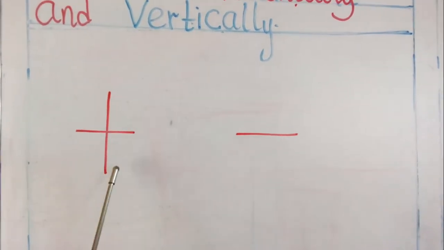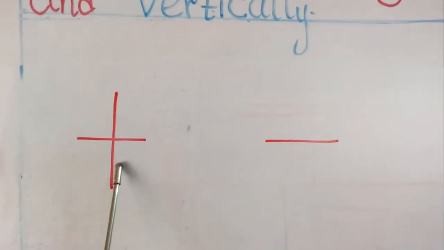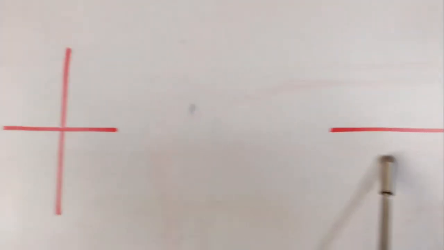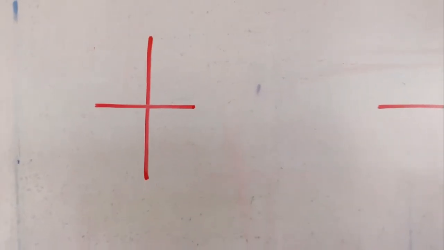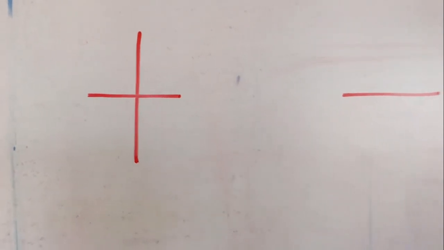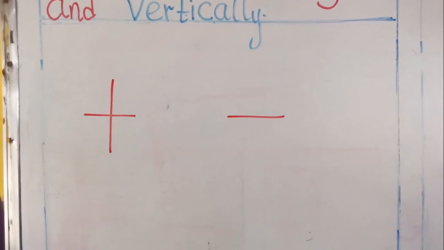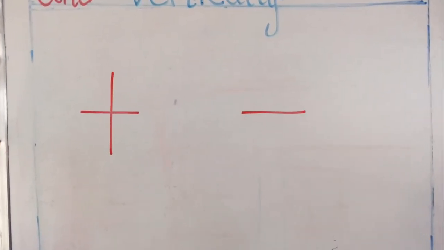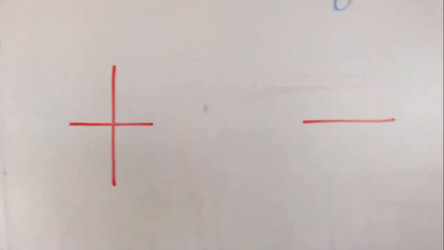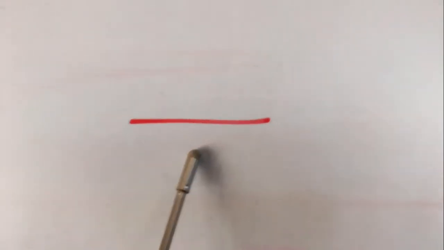Okay, on the board, I have two signs. This one is the addition sign and this is the subtraction sign. Last time we talked about addition and we added our numbers together and some objects together. We said addition means to add numbers together or objects together to make them what? Big. But today we have subtraction, and this is the subtraction sign on the board.